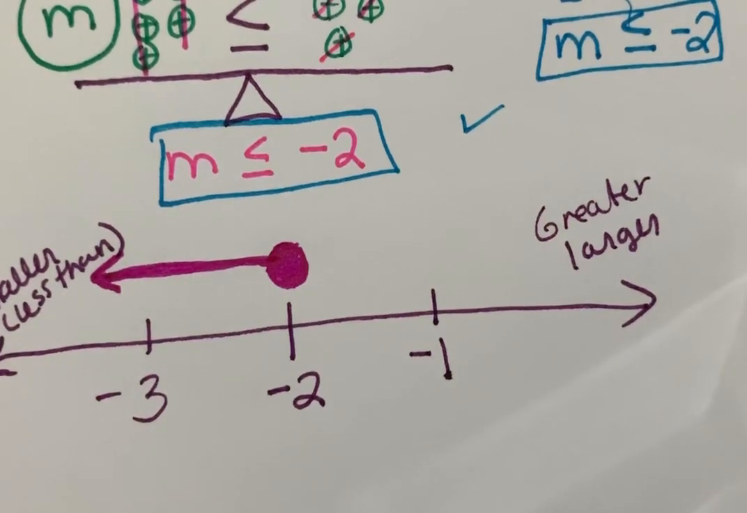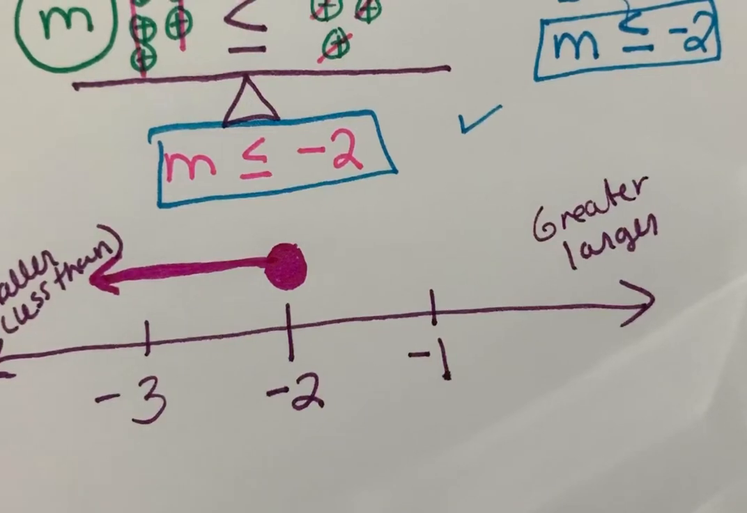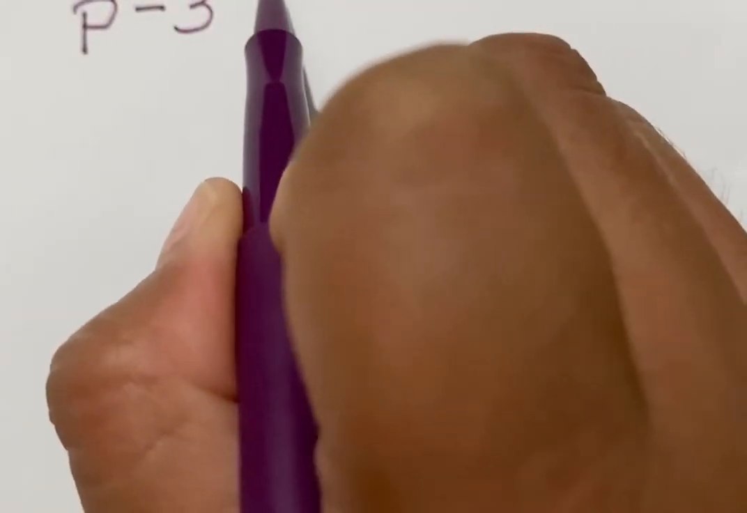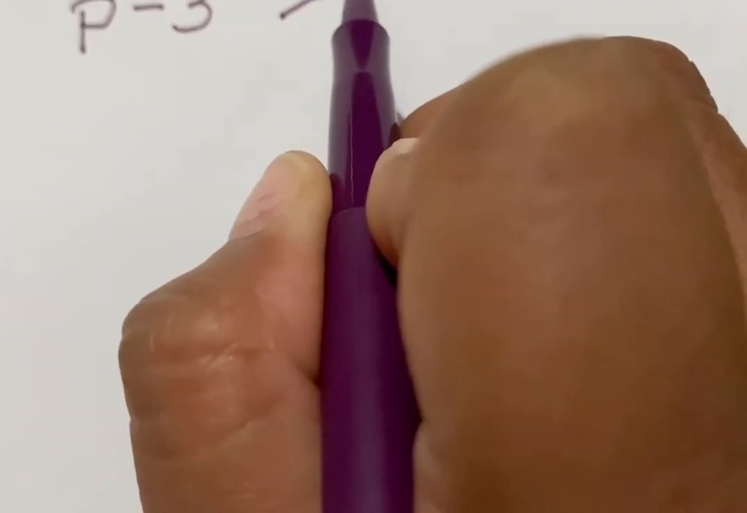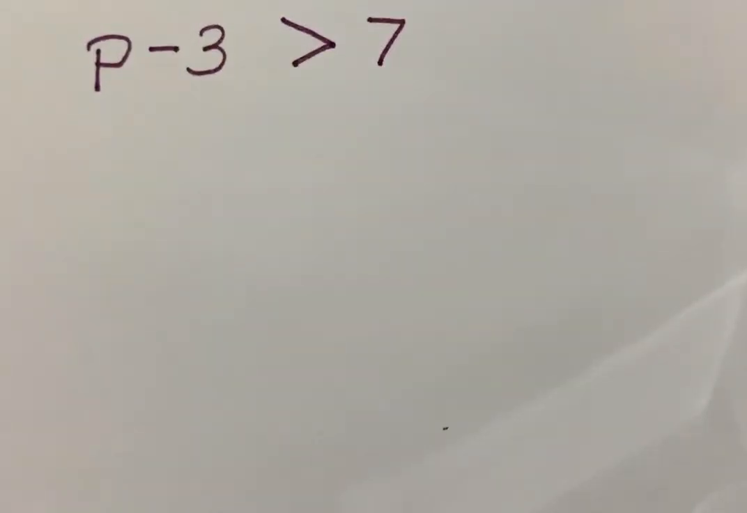Okay? And so now we're going to go ahead and do an example with subtraction. So we'll use P minus 3 is greater than 7. Okay, so that's our inequality, and I'm going to show you again using a model, algebraically, and then we're going to graph it on a number line.